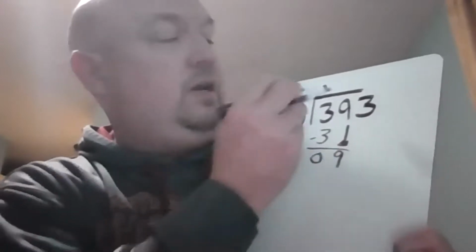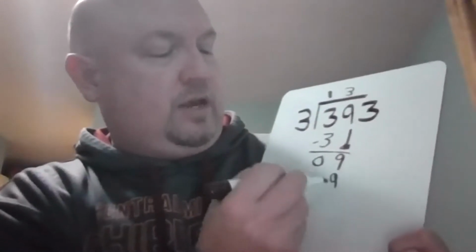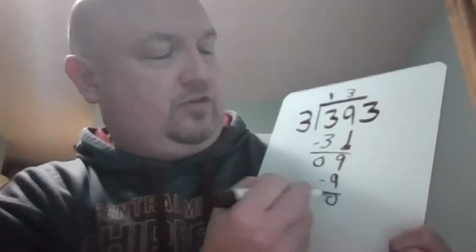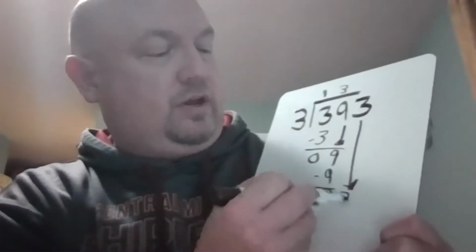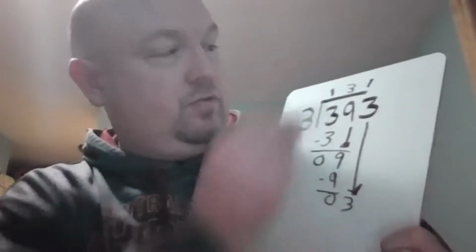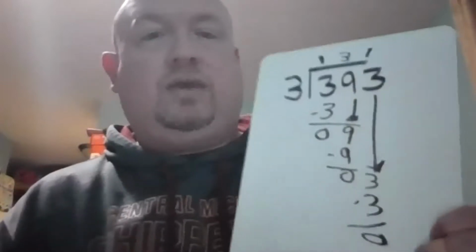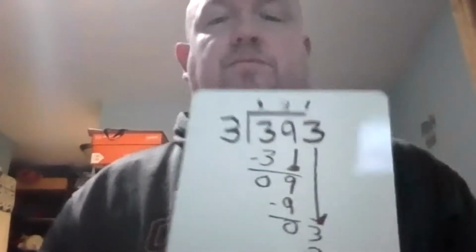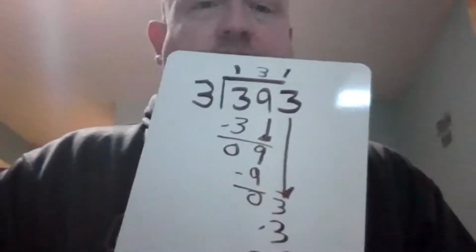Basic math fact: 3 times 3 is 9. I multiply, I subtract, I get a 0. 0 is less than 3, so I bring down my 3. 3 goes into 3 one time because it's that number. 1 times 3 is 3, and I get a 0. So my answer is going to be 131. Notice that I left it as neat as possible.